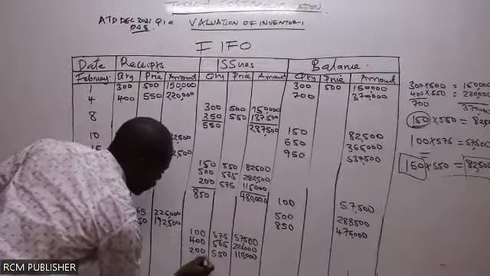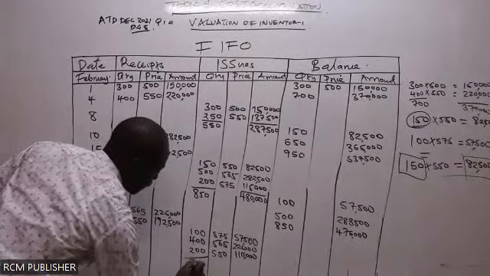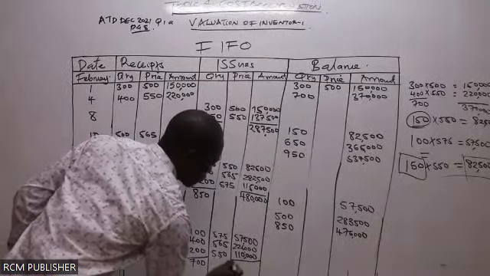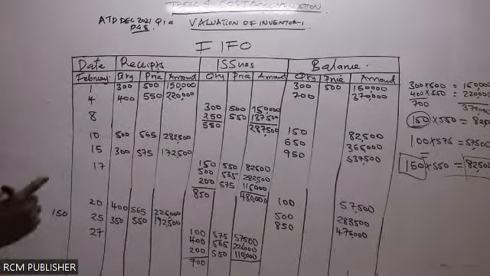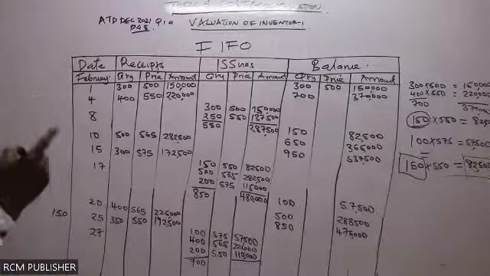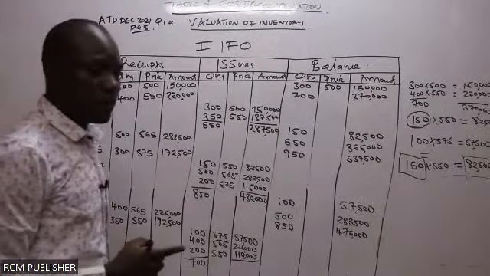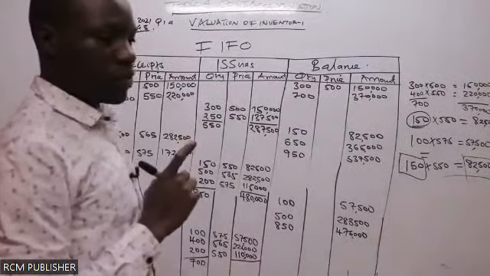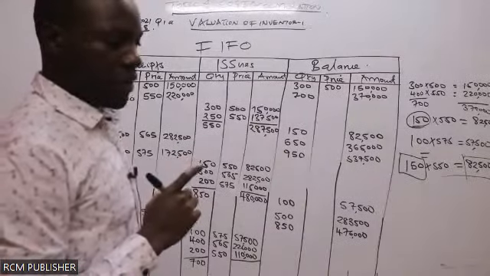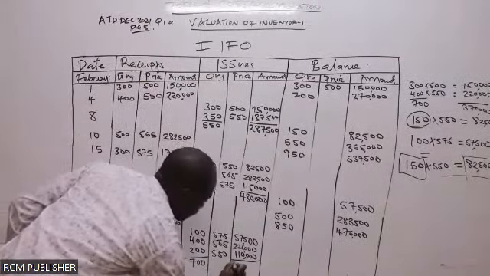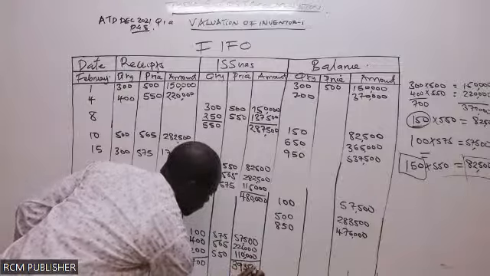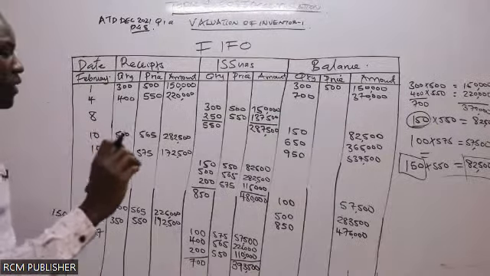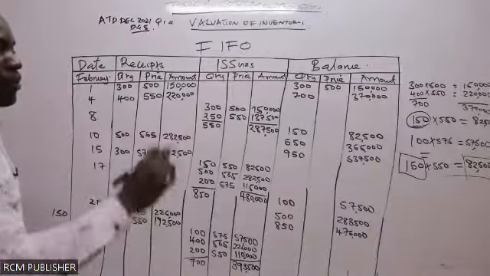So if I add the total here, I'm going to have my 700. Then in terms of value, what do we have? 57,500 plus 226,000 plus 110,000. What are we having? I'm being told 393,500. That is what we are issuing.